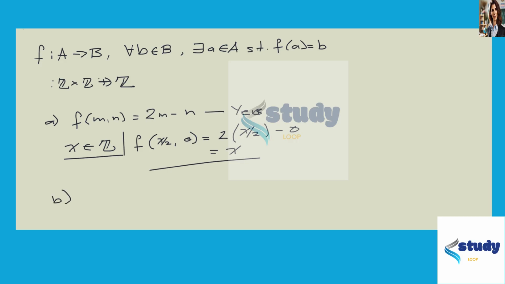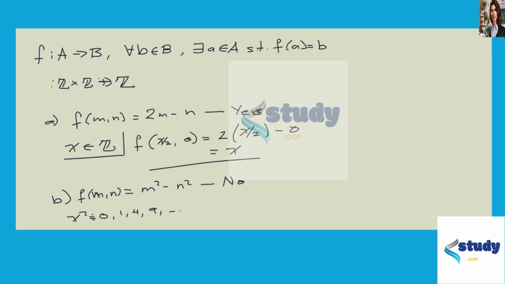Now b, f(m, n) is equal to m squared minus n squared. So this is not an onto function. To see why, let's just look at the squares. So these could be 0, or 1 squared, or 2 squared, so that's 4, or 9 and whatever.